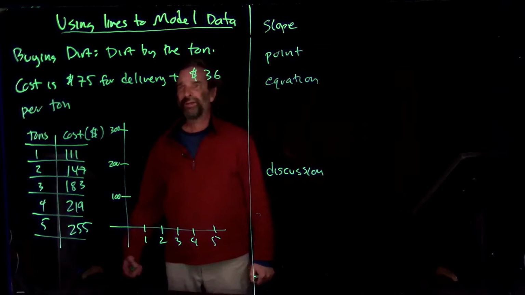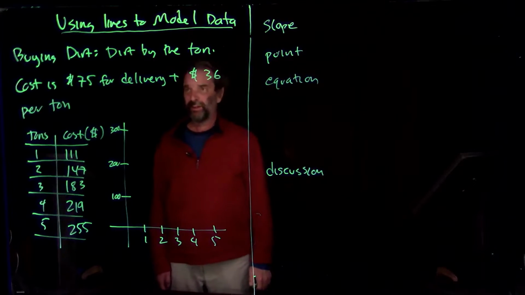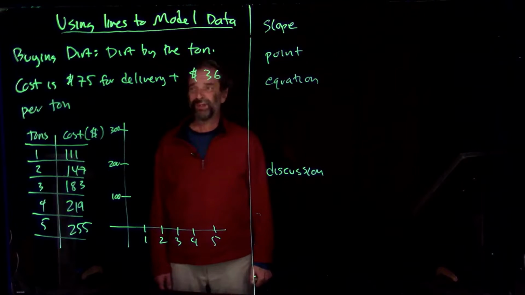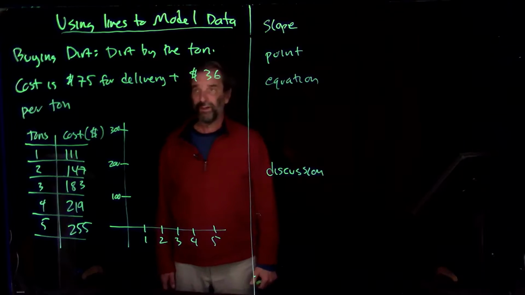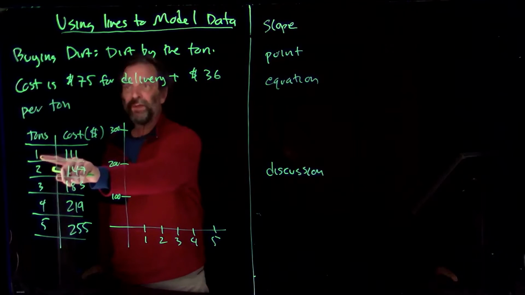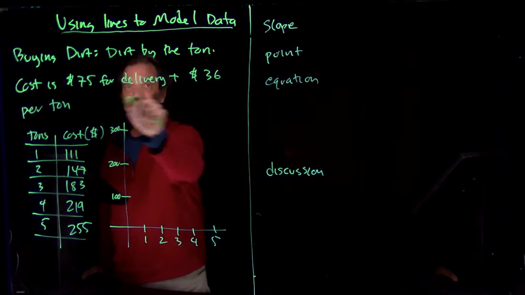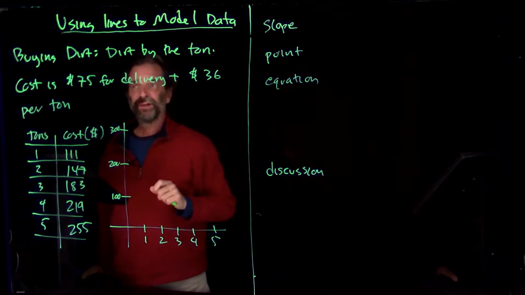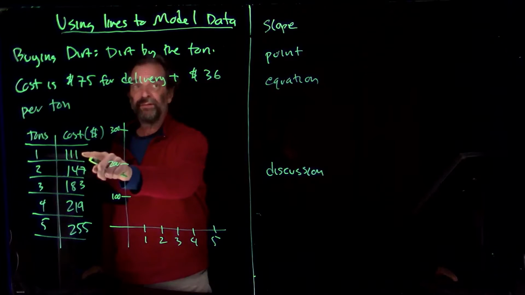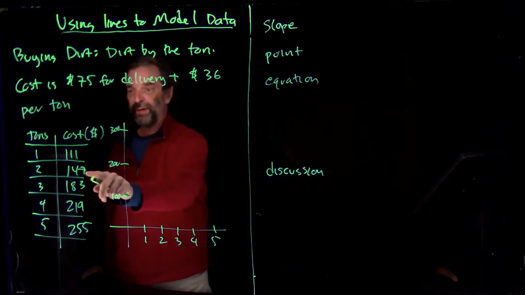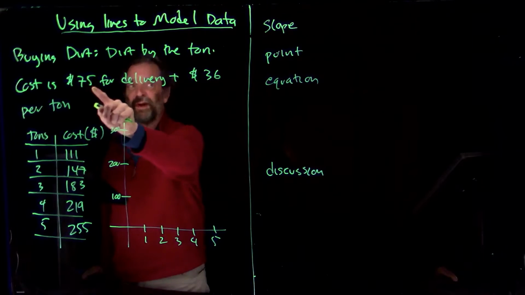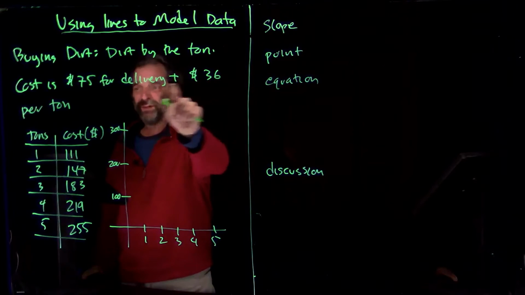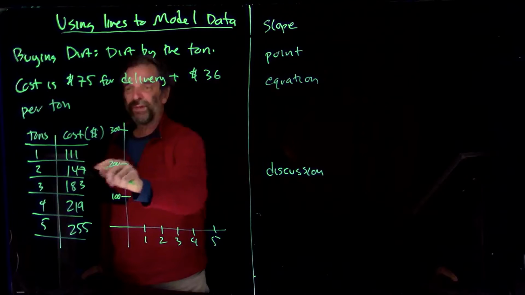It says buying dirt by the ton. The cost is $75 for delivery plus $36 per ton of dirt. So that means if you were to buy 1 ton, you pay $36 for the ton and $75 for delivery, and 36 plus 75 is 111. If you were to buy 2 tons, it'd be 75 plus 36 times 2. That's 72. 72 plus 75 is 147.